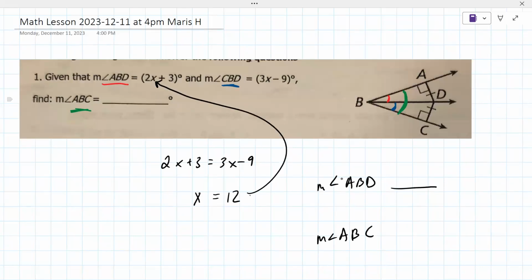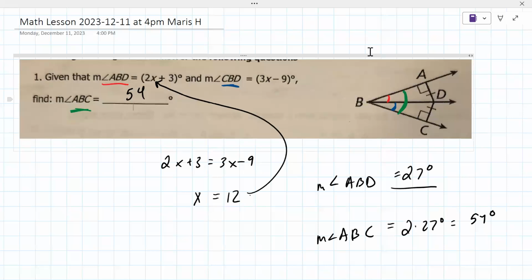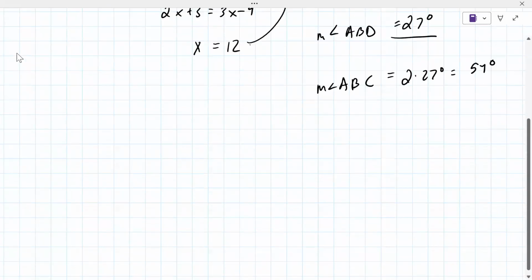What about 27? 27 degrees. So if you double that, get the whole thing, that's 54 degrees. Any questions on that? No.